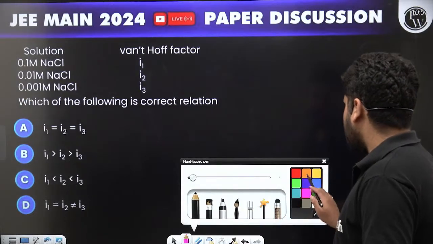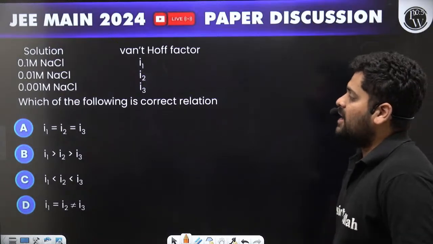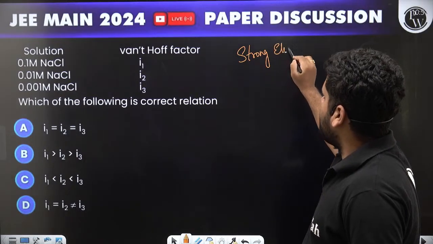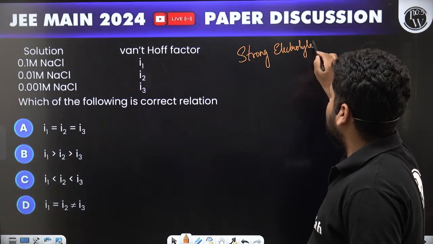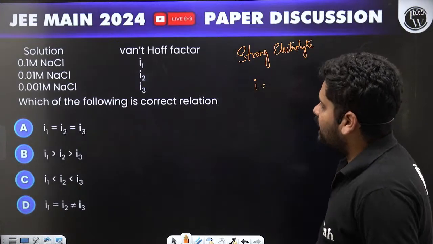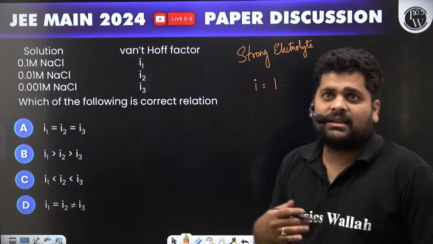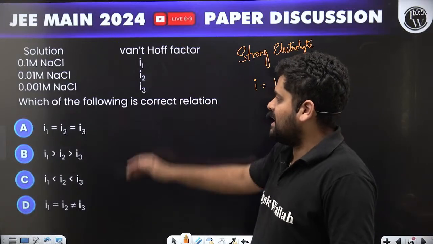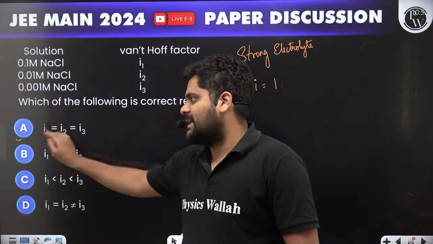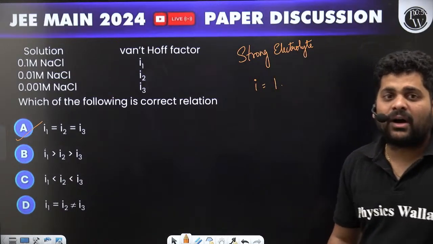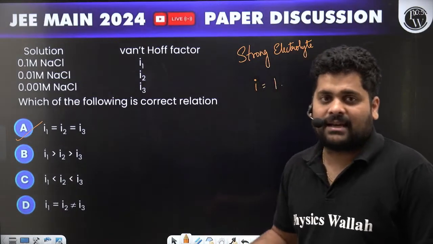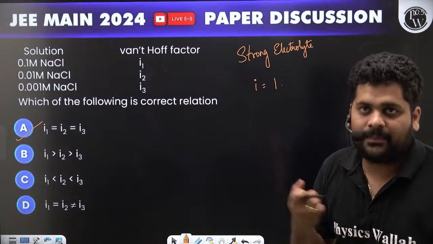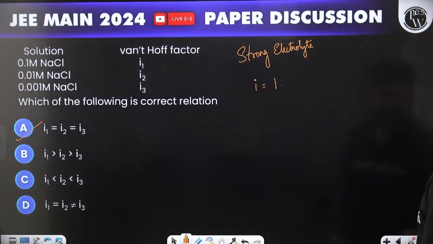This question is probably the easiest question. You have NaCl. NaCl is regarded as a very strong electrolyte. For strong electrolytes, the value of i, the Van 't Hoff factor, is always equal to 1. So in all these cases, if we change the concentration, the value of i does not change, because they undergo 100% dissociation. Alpha is 100%, so obviously there is no change in the value of i. So the correct answer for this question is option A, right?